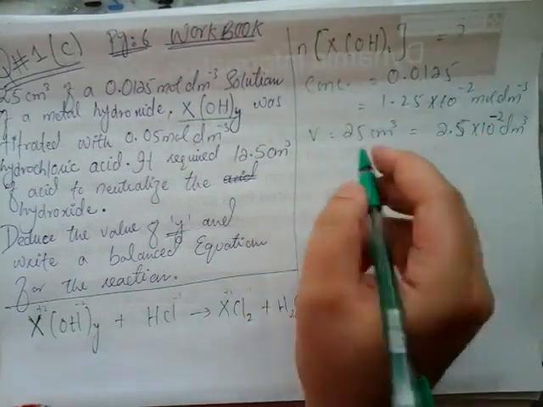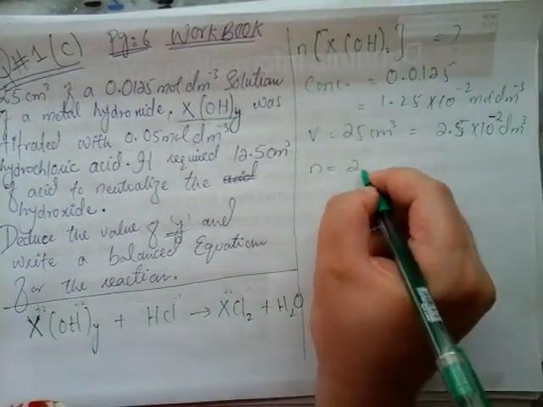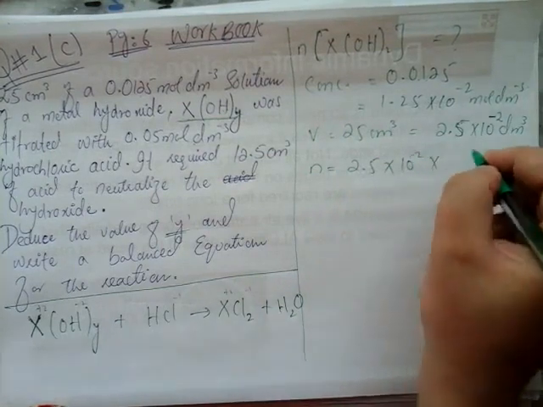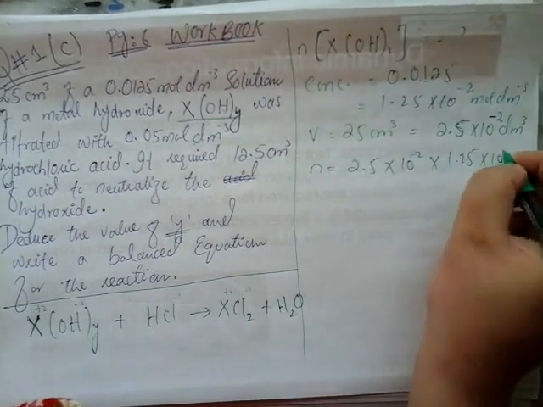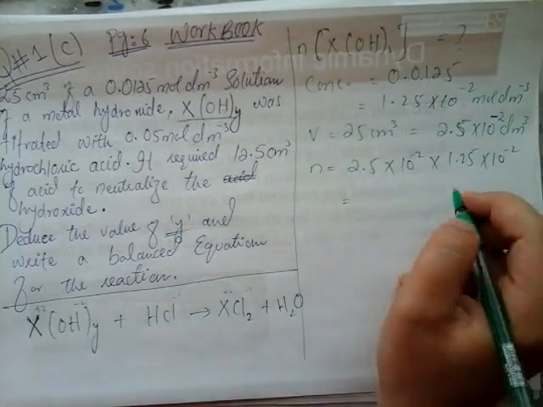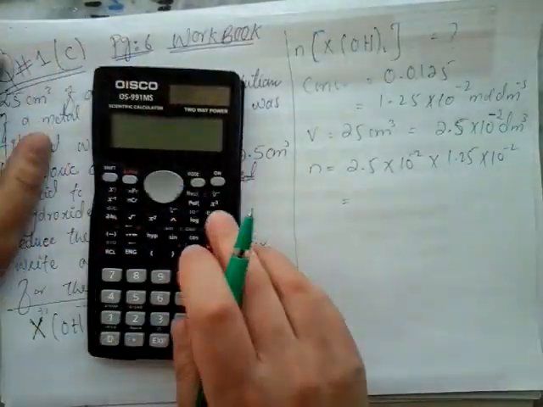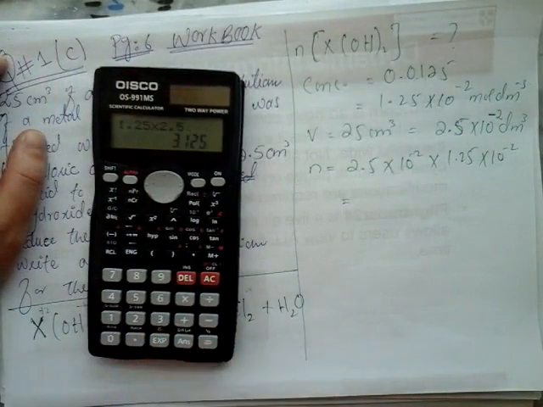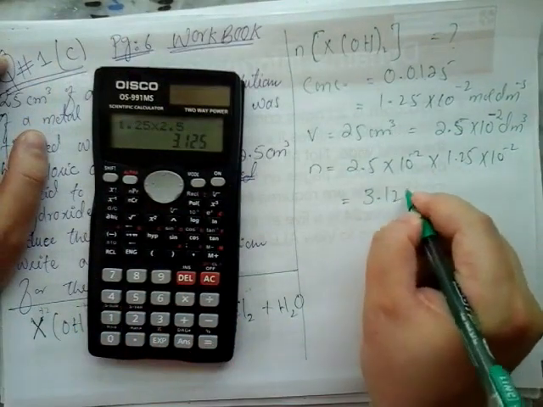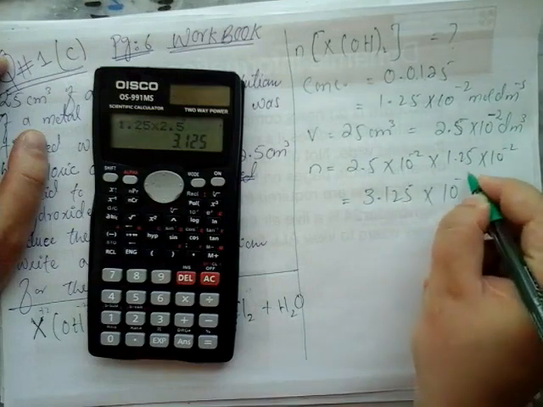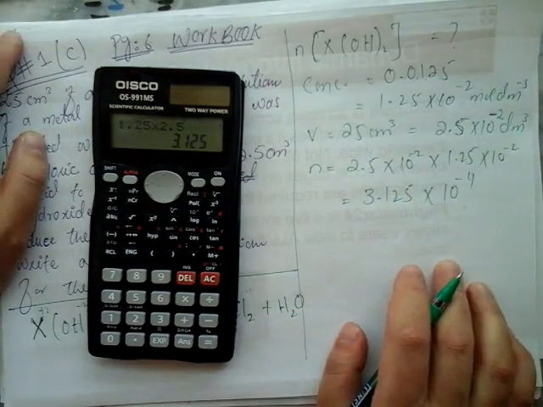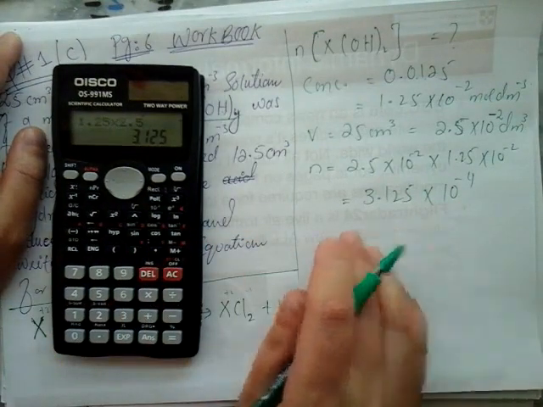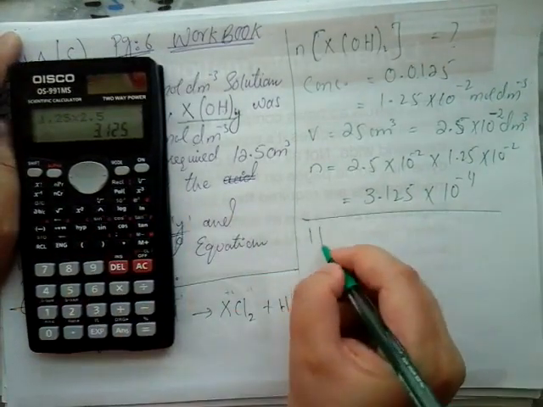Okay, so number of moles is equal to volume multiplied by concentration, 1.25 into 10 raised to power minus 2. So 1.25 multiplied by 2.5, it comes out to be 3.125 into 10 raised to power minus 4. Is that clear? So these are the moles of the metal hydroxide.